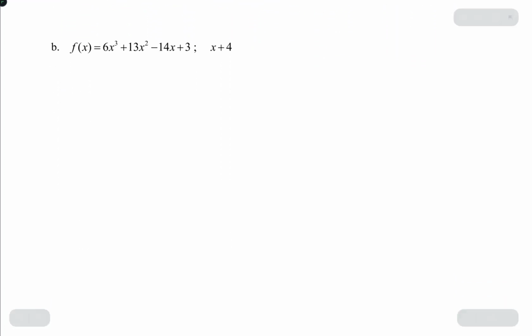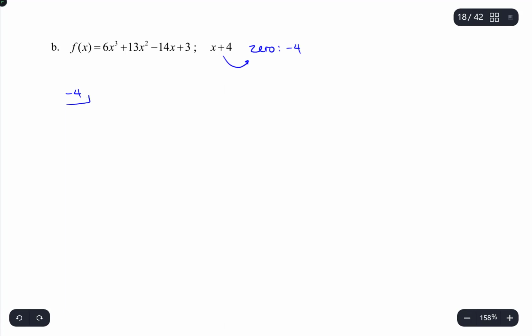All right, let's try the next one. So again, we take this factor and we identify its zero. So the zero of this factor is -4. And what I want to do is evaluate this particular polynomial at -4 to see if I get 0 as a result. And the remainder theorem says that I can do that with synthetic division instead of plugging the number in. So we'll bring the 6 down.